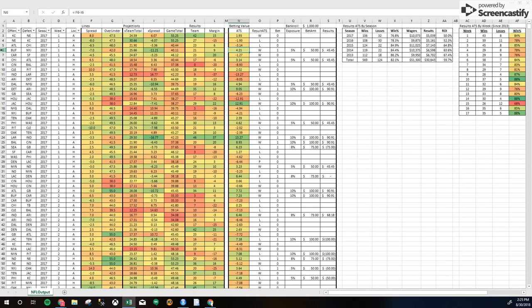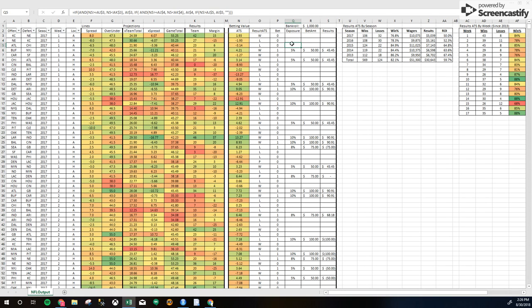If we come down here, the first one we would have bet would have been Buffalo against the Jets at home. The line was -7. We had it closer to 11, so that gave us 4 points of value. With 4 points of value, we would have bet approximately 5% of our bankroll. This is just an example of a bankroll of $1,000, so you would have bet $50 in that case, and you would have won 45.